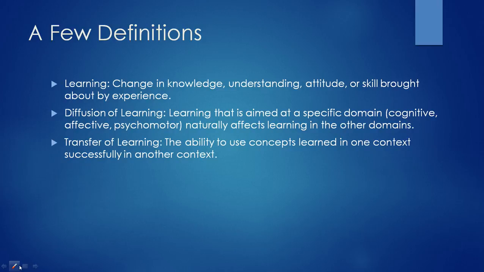So that's diffusion learning. The next thing I want to talk about is transfer learning. Now this is in your text, the transfer of learning. This is the ability to use concepts learned in one context successfully in another context. And this is probably the biggest goal for us: to make sure that when we teach something in the classroom, our students are able to take that learning and apply it and use it outside in another context in their life out there. That is really what this whole idea of transfer of learning is about: to take it out of the classroom and to use it.